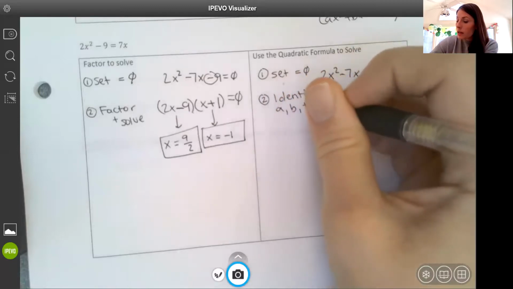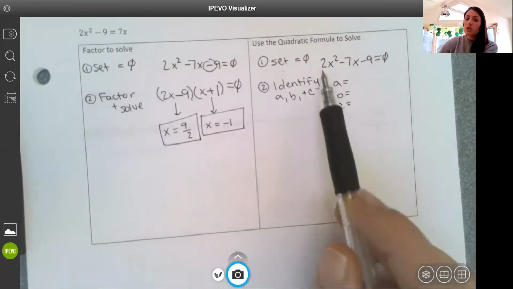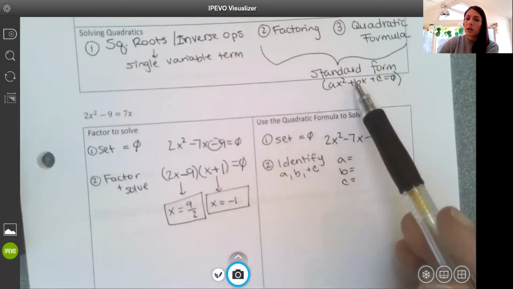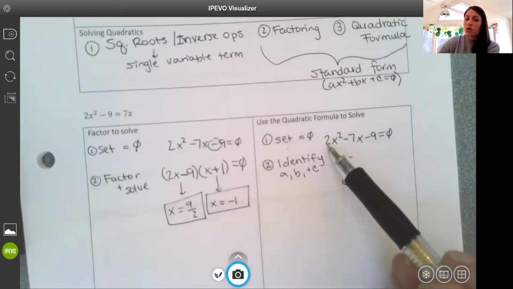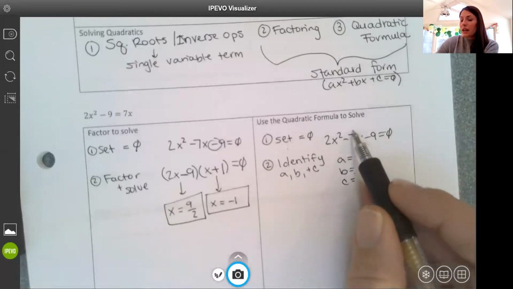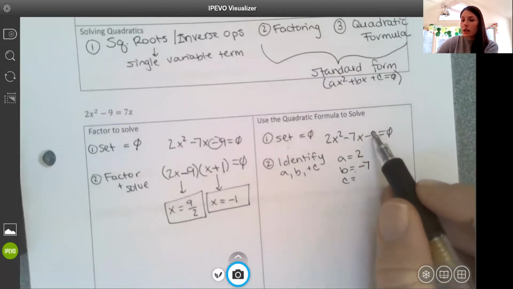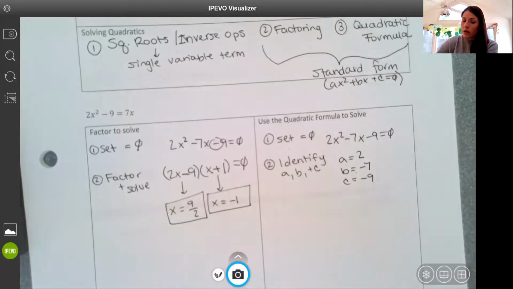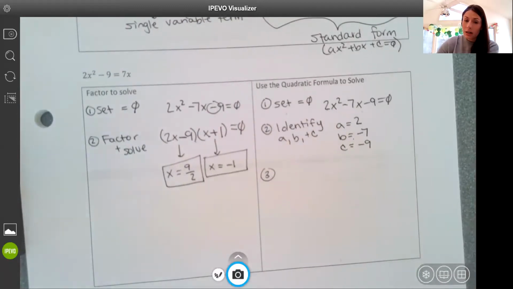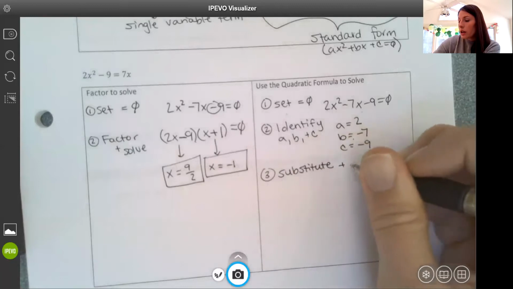A, B, and C. So A equals, B equals, C equals. Remember, these are just the coefficients. So let me go back up. AX squared plus BX plus C. So A is just 2, the coefficient in front of that quadratic term. B is negative 7, the coefficient in front of my linear term. And C is negative 9. Okay. And now it's just really going back to like unit 1. It's a game of substitution and simplify the expression. So we're going to substitute and simplify.